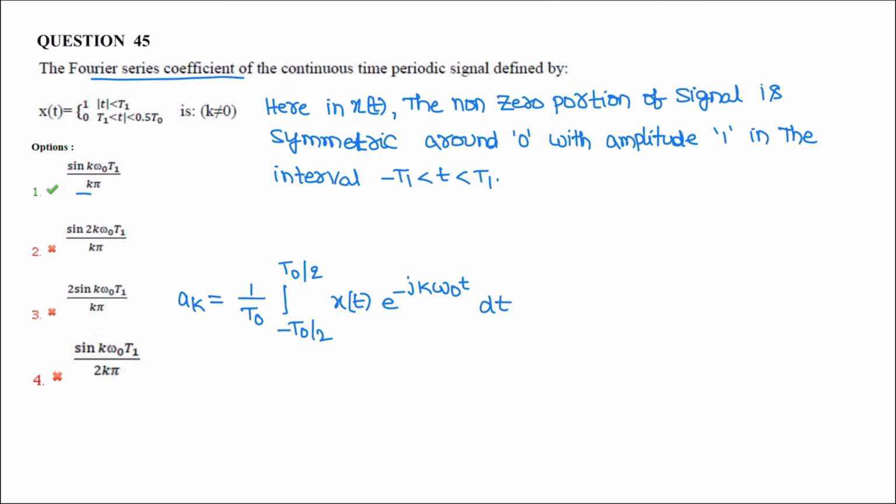Therefore the given signal x of t is an even periodic signal. Therefore, the Fourier series coefficients consist of only ak terms, only a coefficients. Ak is equal to 1 by t naught integral from minus t naught by 2 to plus t naught by 2 of x of t e power minus jk omega naught t dt. So keep the values here.